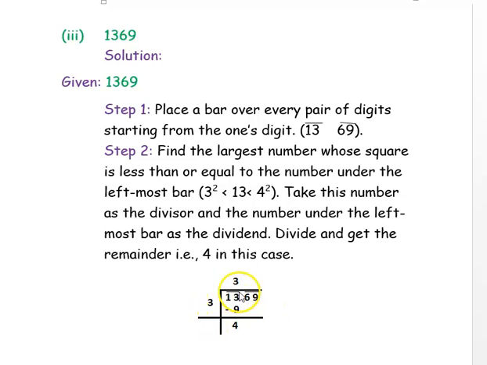Now I have to consider the leftmost pair. So it's 13 and I have to find a number such that its square is less than this number. So I have found 3. 3 into 3 is 9, okay, 3 squared is 9. If you go with 4, 4 into 4 will be 16, it's greater than 13, so we cannot write it here. So 3 into 3 is 9. Okay, I have subtracted, so I got the remainder as 4.